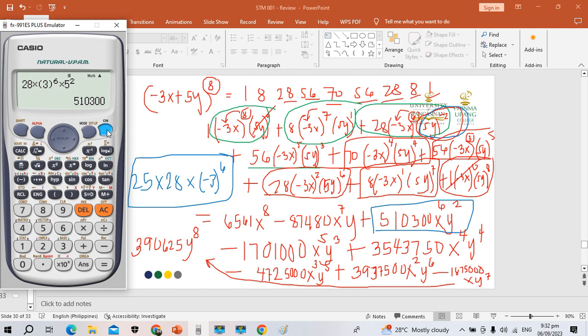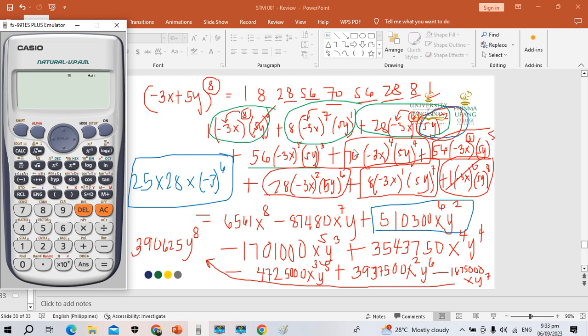Okay, we're done with the third term now. We're moving on to the fourth term. Sabi nyo, ang sagot sa fourth term is 171,000. 56 times 3 times 3 raised to 5 yan. Tapos, mumultiply natin siya sa 5 raised to 3. So, ang sagot nyo is 171,000. Correct? Oh, ang galing na.